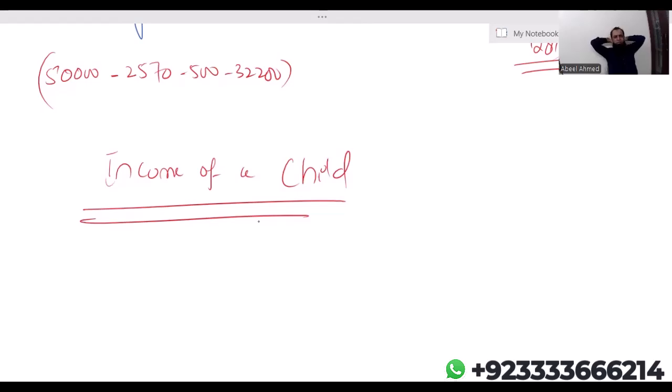The main important thing is, if you come across a question where the examiner says income of a child, it will be taxed separately. The child will have to pay tax. Obviously, someone on behalf of the child will calculate the tax and make the payment. If the income of a child is more than the personal allowance, only then is the income over and above the personal allowance taxable.